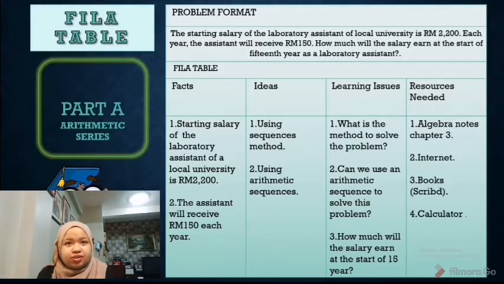For the learning issues, number 1, what is the method to solve the problem? Number 2, can we use an arithmetic sequence to solve this problem? And number 3, how much will the salary earn at the start of the 15th year? Resources needed to solve this problem are number 1, Algebra Notes Chapter 3, number 2, the internet, number 3, books, and number 4, calculator.